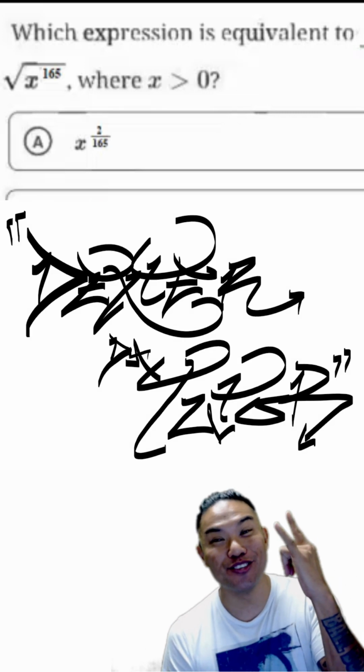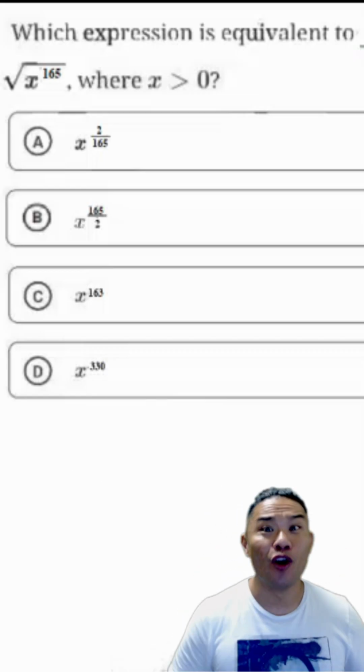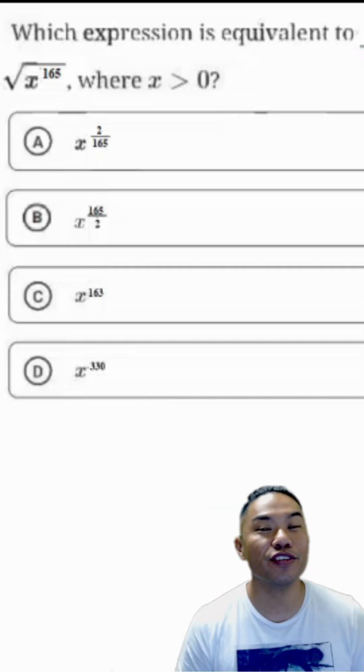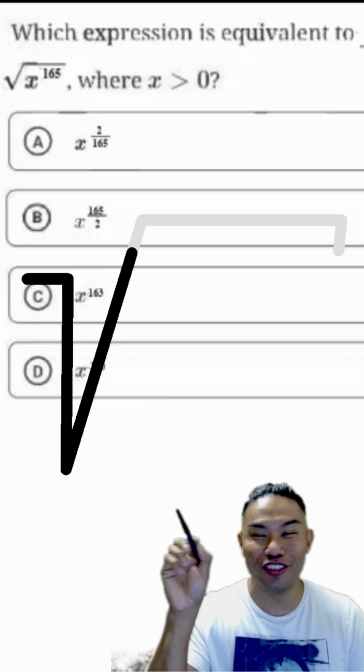I'm your boy Dexter the Tutor, and this is another SAT math problem. I call this one Ridiculous Radicals. In this series of questions, we're going to determine once and for all what to do when we see that little division sign that looks like a check mark.